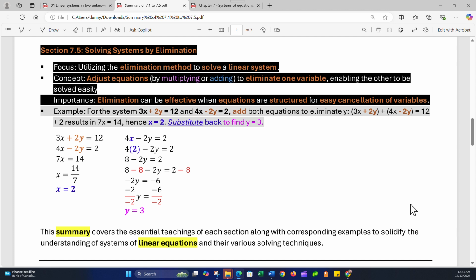Doing it the substitution method, you're doing it algebraically, it's usually a little quicker actually to do the math, and you have an exact answer. Well, elimination is just another method that's using math, not graphing, but it's not using substitution. The elimination method to solve linear equations is where you need to adjust the equations either by multiplying or adding, or you could by dividing or subtracting as well. It's kind of implied here, but adjust equations to eliminate one variable, and then you'll be able to solve for the other variable easily.